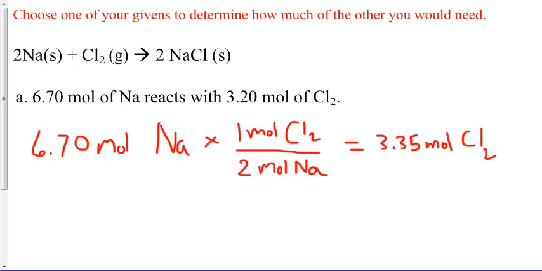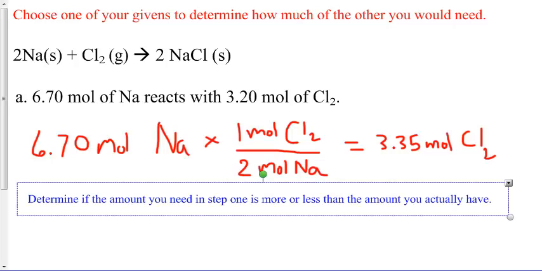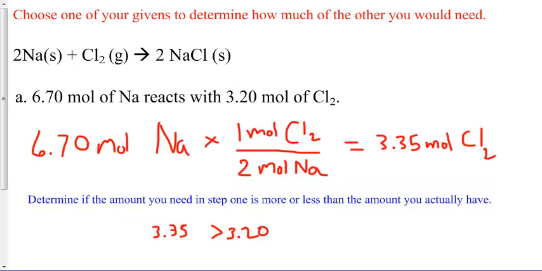Is how much I want to have. How much do I actually have? Because I need to determine if the amount you need in step 1 is more or less than the amount you actually have. Well, this is how much I would want or need. Up here, given to me, was the amount that I have. So 3.35 is more than 3.20.